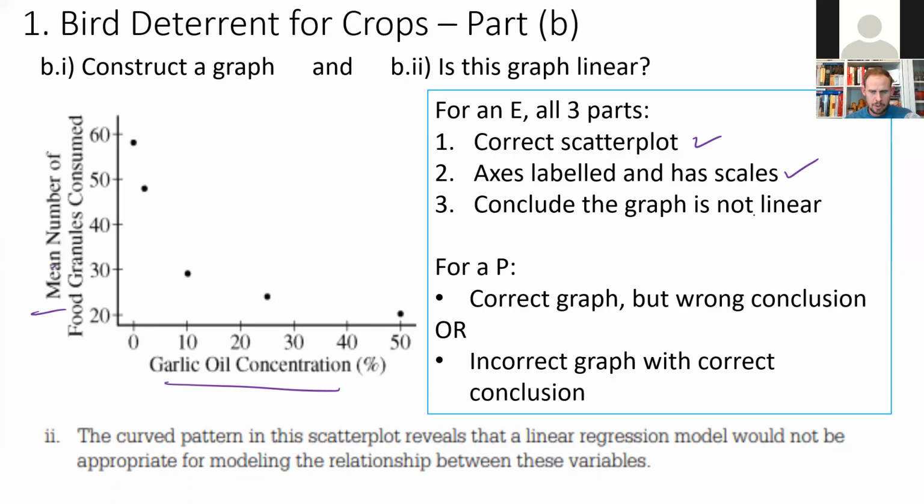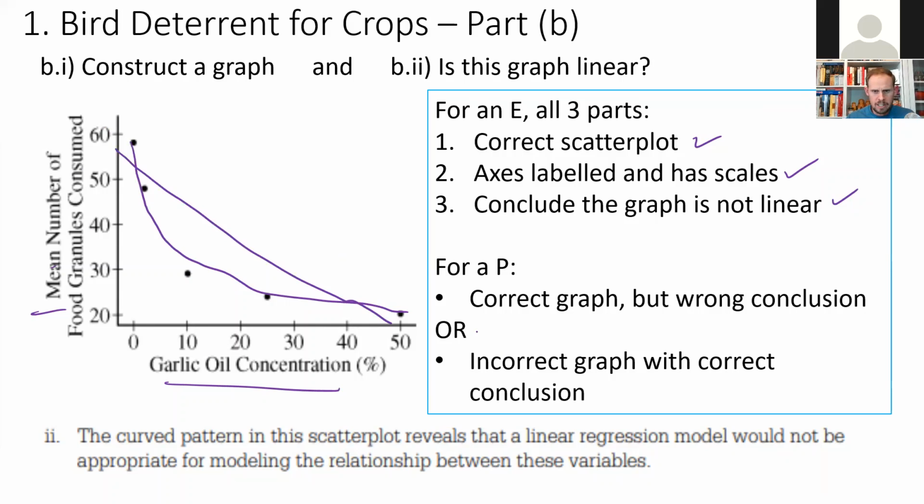Yep. Did we conclude the graph is not linear? So let's see. The curve pattern of the scatter plot reveals that the linear regression model would not be appropriate for the relationship between these variables. Yeah, we said it wasn't linear. It looked like it was exponentially decreasing. Either way, you could just say, well, it looks like it's curved and not straight. So not linear. All right. We could model this with a line. It just would not be a good approximation.